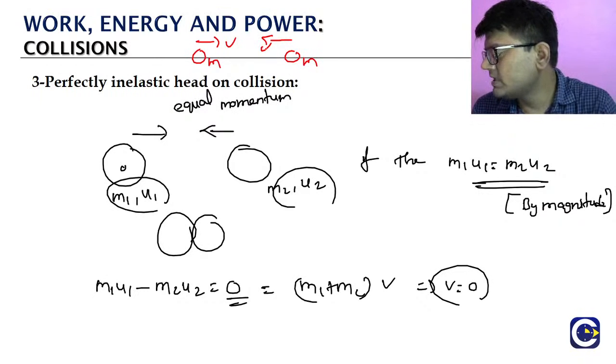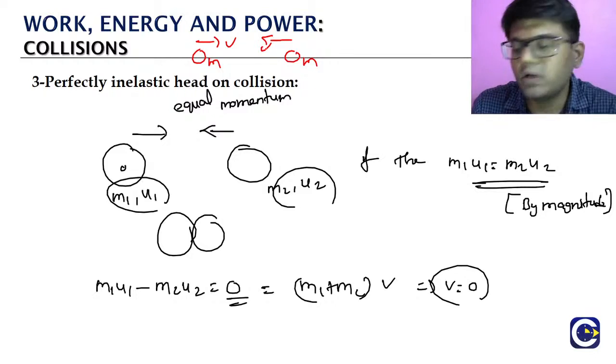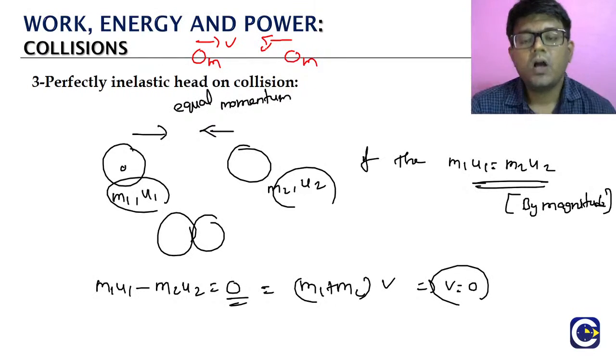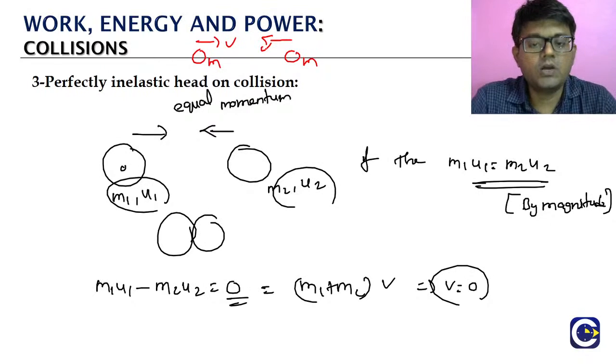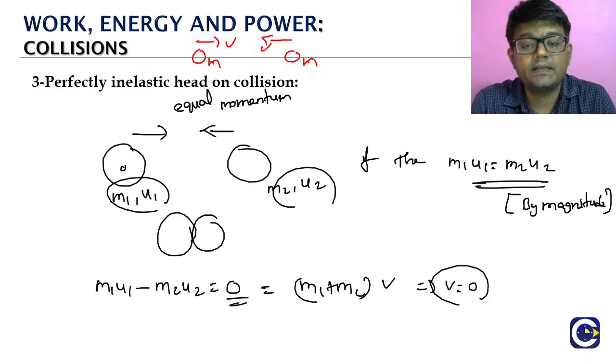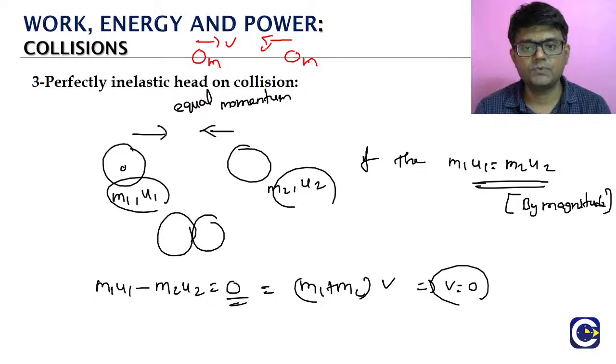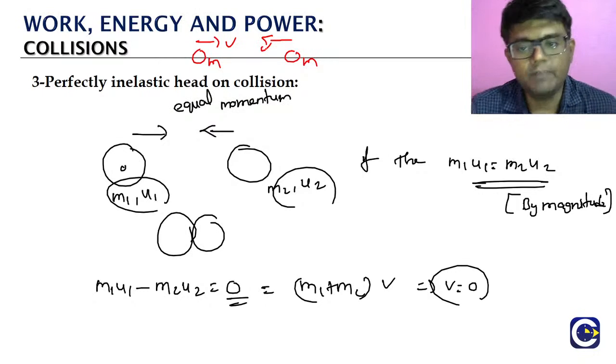Okay, so with this we'll hold the class here. In the next class, we will start with the oblique collisions. So for oblique also we have to talk about the three subcategories: perfectly elastic, inelastic, and then perfectly inelastic. Okay, so we'll continue in the next class with the oblique type of collisions.